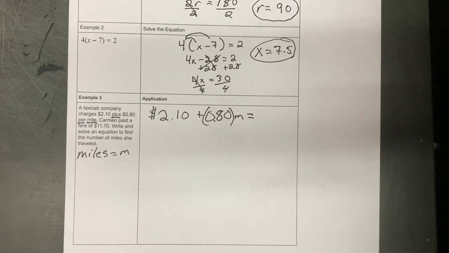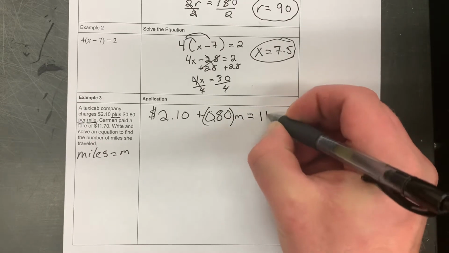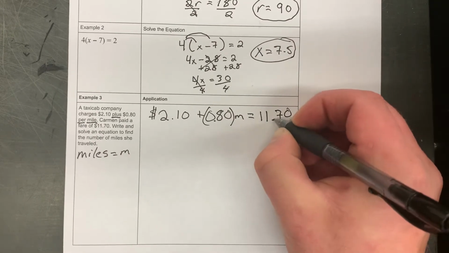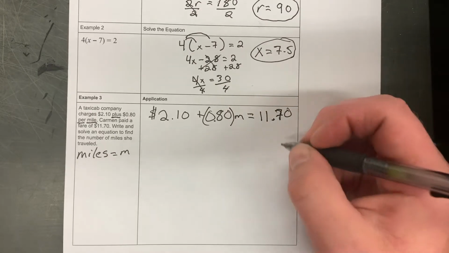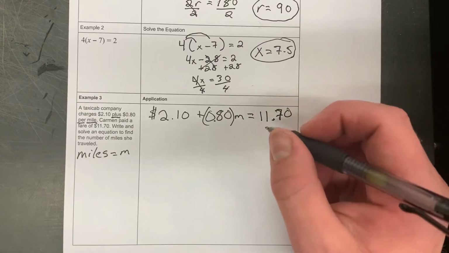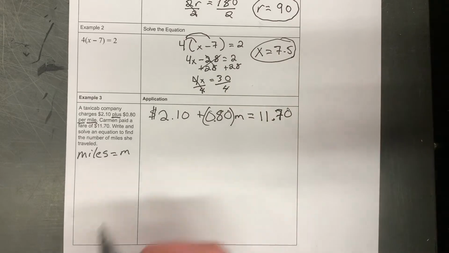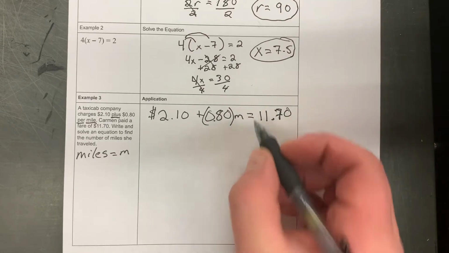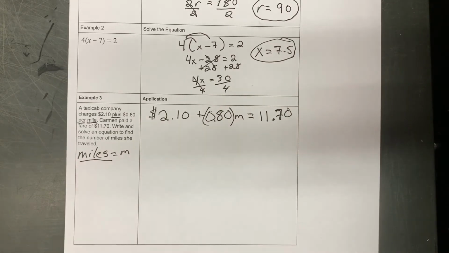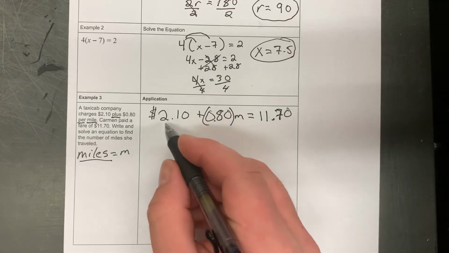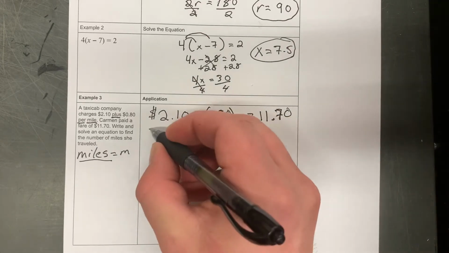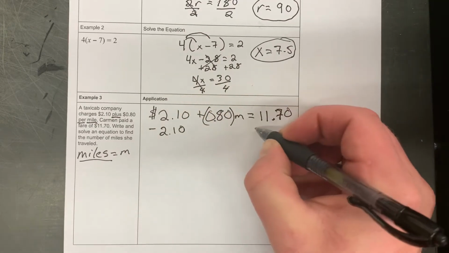And Carmen paid a fare of $11.70. So that was her total when she added both these up. So now we need to write and solve an equation to find the number of miles that she traveled. So we are solving for m in this situation. Again, m equals miles. I'm going to take my $2.10 away from this side. So if I take it away from here, I also have to take it away from over here.